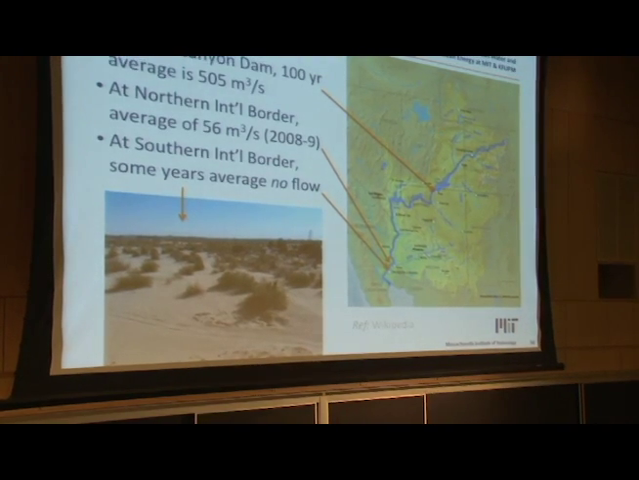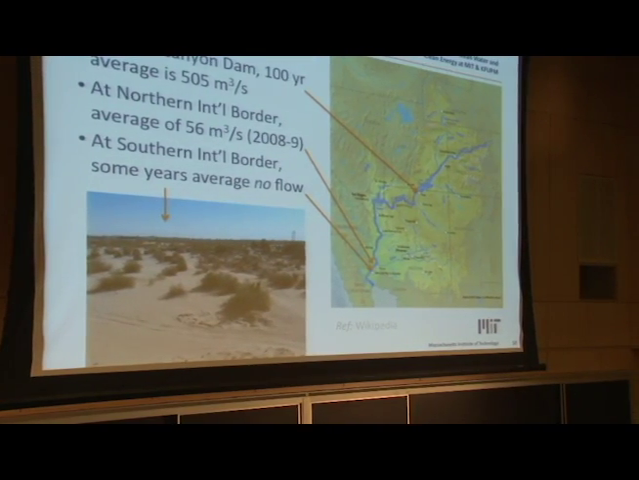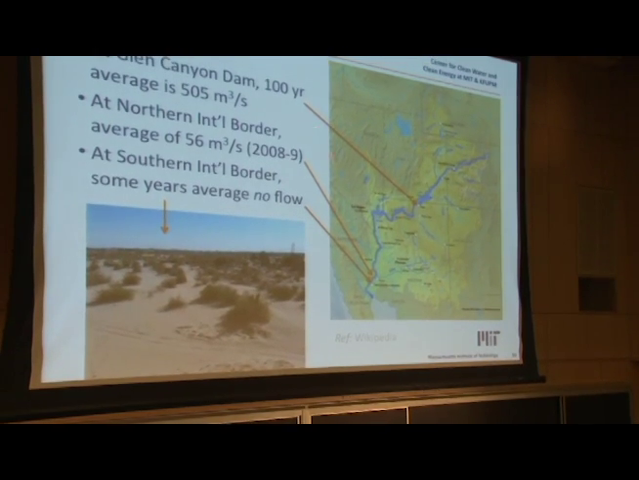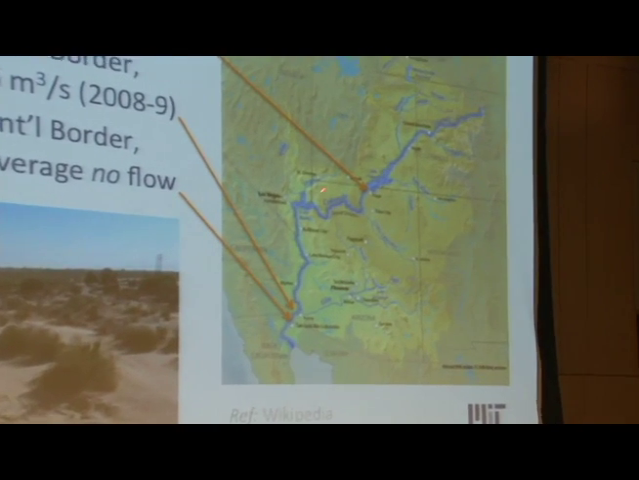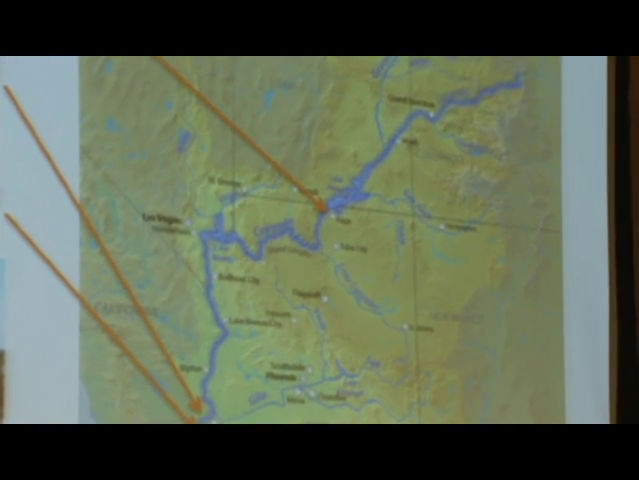Colorado River, of course, everybody's got their hand into this river. And here's some numbers for you. The Glen Canyon Dam is here. The 100-year average flow at the Glen Canyon Dam is about 500 cubic meters of water per second.